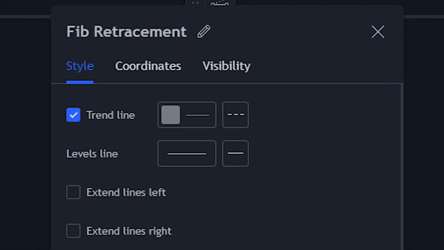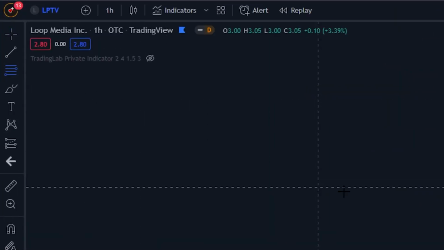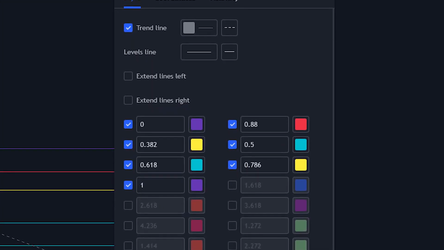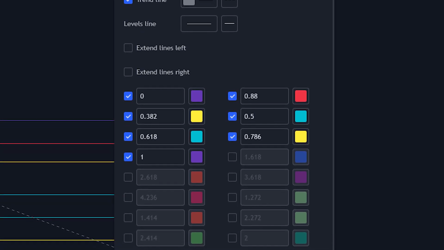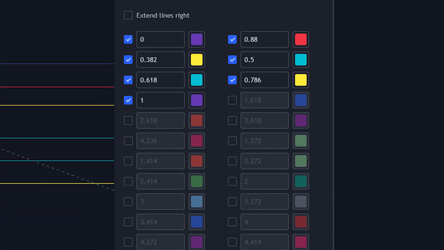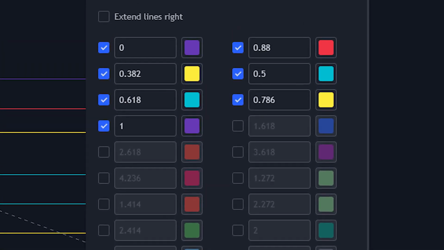Alright, to start us off, we're going to go over the settings of the strategy. The strategy utilizes the Fibonacci retracement tool. So let's start there. Click the Fibonacci retracement tool, place it on your chart, click on it, then click settings. Have 0, 0.88, 0.382, 0.5, 0.618, 0.786, and 1 enabled. Also, feel free to pause the video and make sure to have all the same colors as mine so you know what lines I'm talking about when we go over the actual strategy later.